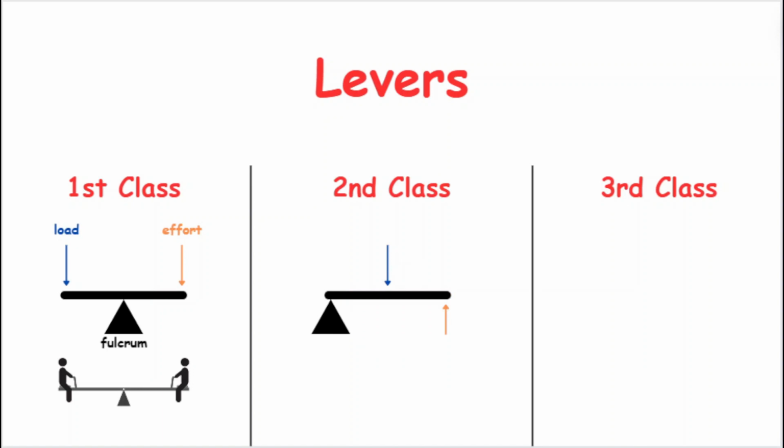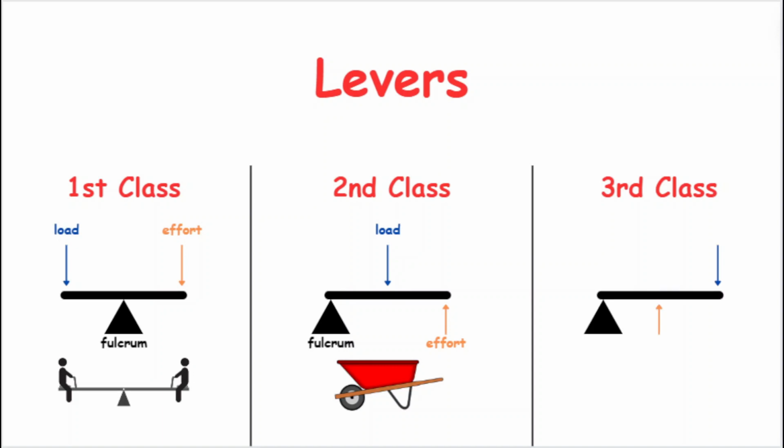Let's take a look at second-class levers. In this case, the fulcrum is at one side of the lever, the load is in the middle, and the effort is on the other side. A wheelbarrow is a second-class lever, and that's because the wheel is the fulcrum, the content is the load as it weighs, and the effort is applied by the person who moves it. Finally, we have third-class levers, which consist of the fulcrum at one side, the effort in the middle, and the load on the other side. A fisherman using his fishing rod is a third-class lever, as the fisherman's body is the fulcrum. The effort is applied in the middle, the fisherman's hands, and the load is the fish trying to escape.